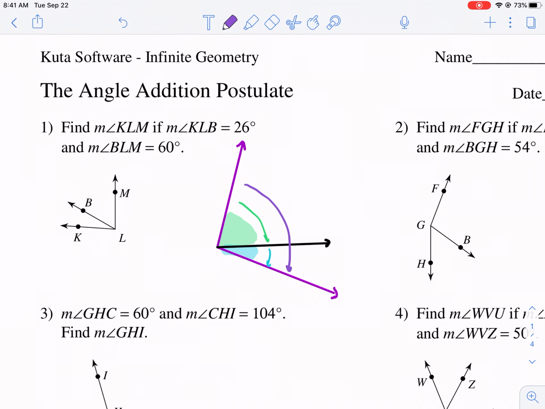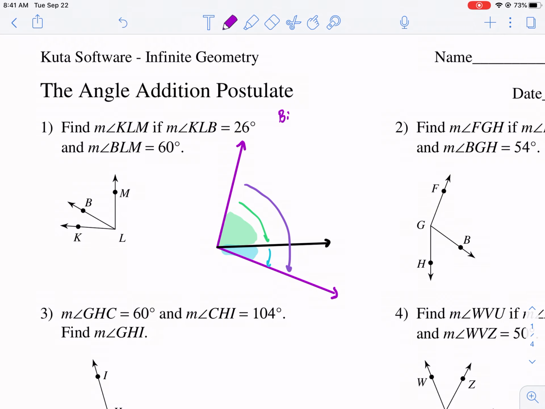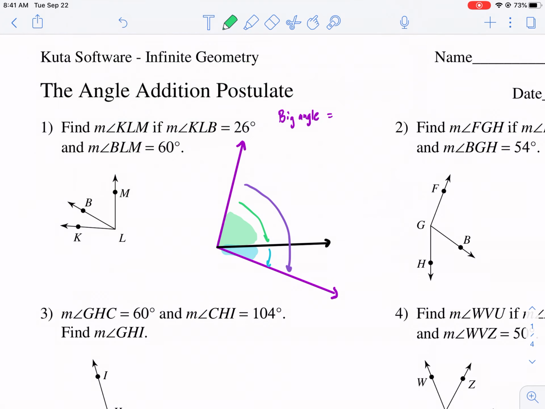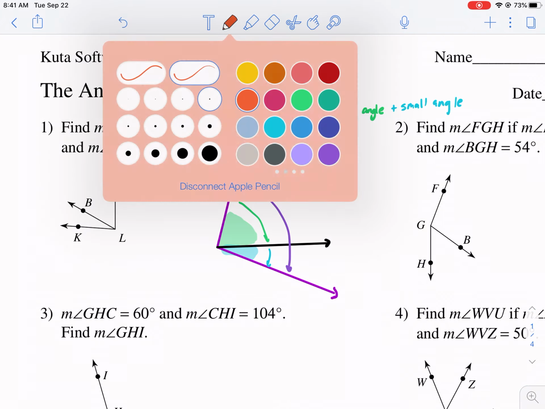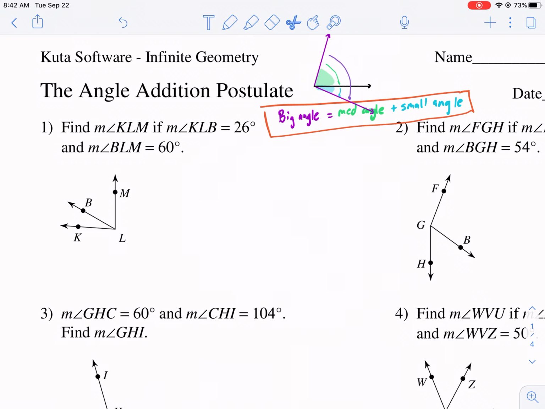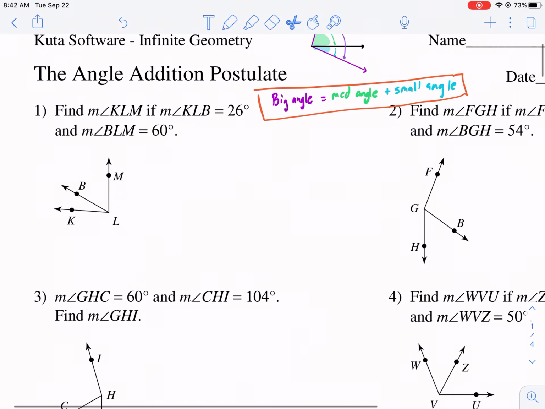Given that relationship, let me write it out. We have the big angle equals, we'll call this the medium angle, plus the small angle. Or if you want, the two smaller angles added together give you the big angle. The big point here is you can create an equation with this understanding, and from there you can figure out a bunch of different angles. Let me put this up here as a little reminder. Very nice. Let's put this into practice.